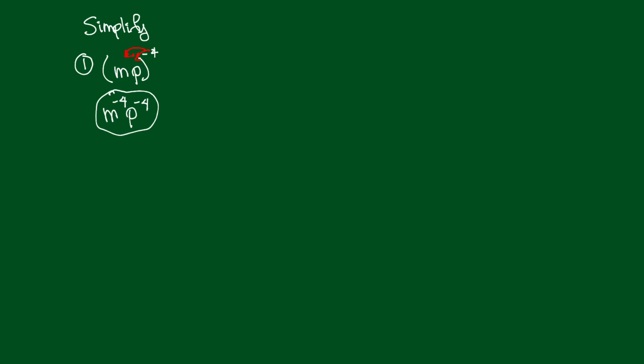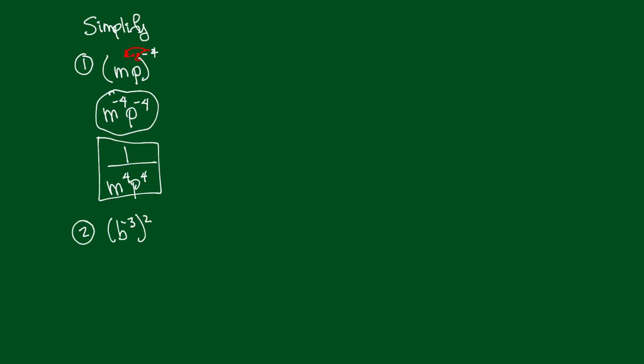Or you could convert those to positive exponents, right? If you have m to a negative 4, move the base down to the bottom, the denominator, but change the sign of the exponent. So you could write this as, well, both of them, m to the positive 4, p to the positive 4. So either one of those is probably going to be acceptable.